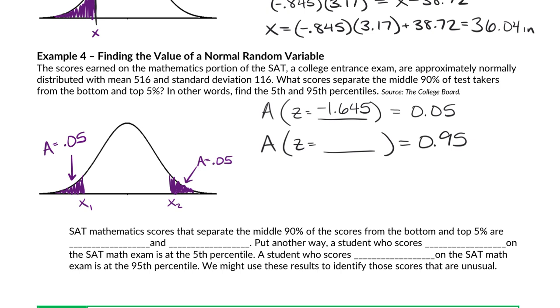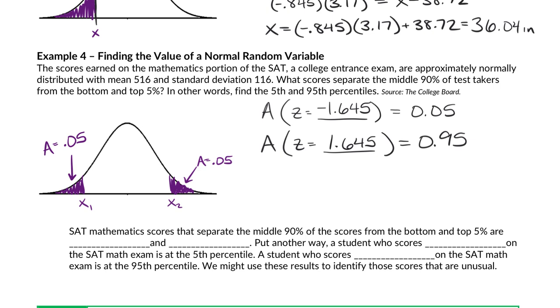It actually is. So if we go look at the other side, 0.95, the z-score that gives me that one is in the same spot, but it's positive 1.645. Now, of course, now we have the z-scores. We need the x values that would have given us that z-score.